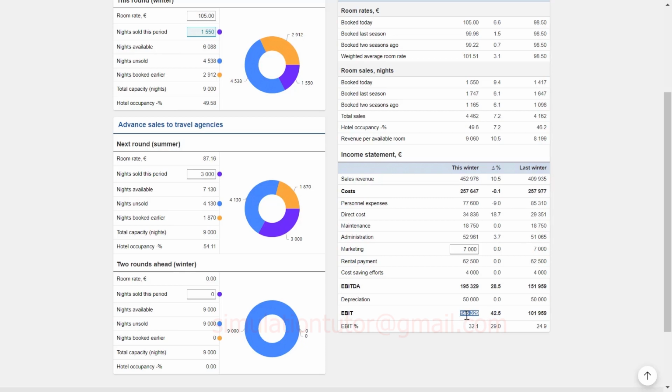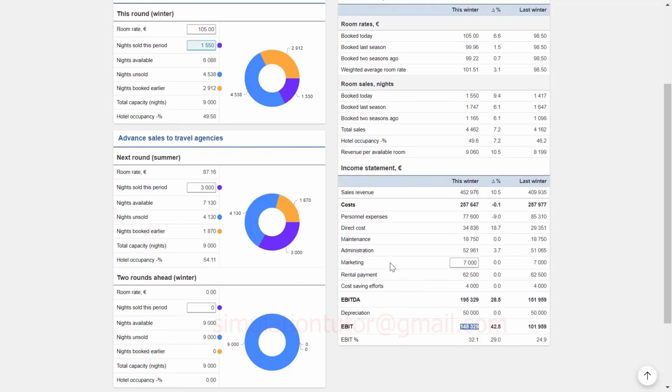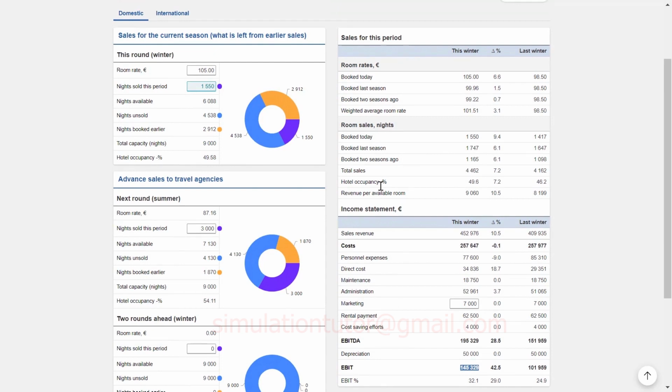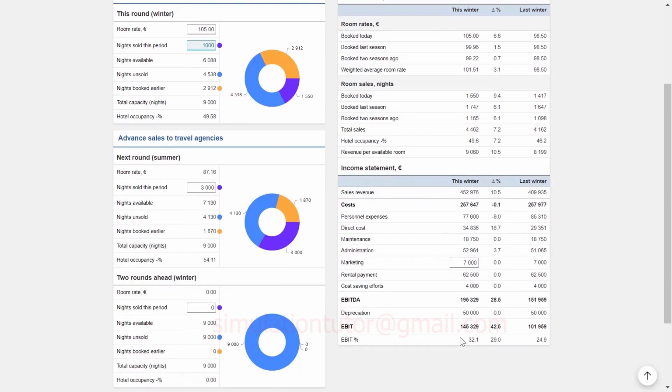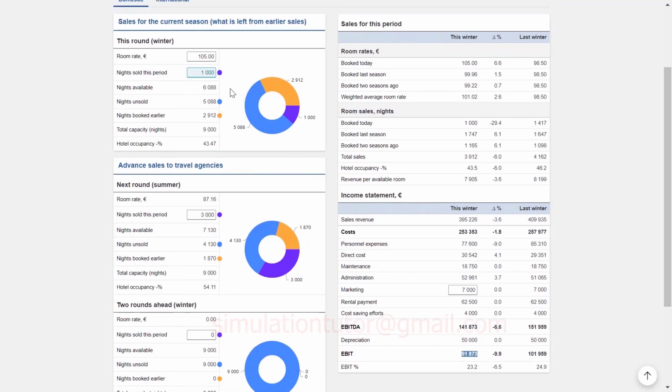Now, I don't know actually how much I'm going to be selling. It might be that my competitors are much more aggressive and they cut the prices or do some other activities, and then I'm only going to be able to sell 1,000 nights. So let's put 1,000 nights here, and then we see that the profit is not going to be 145, but it's going to be 91,000. So keep in mind, when you make these decisions and estimations, these are only your estimations. The actual results will be calculated at the time of the deadline.